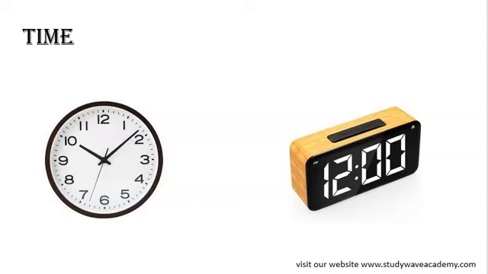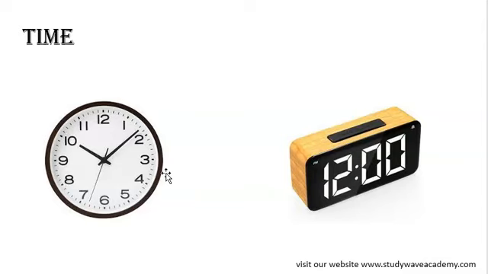Time is how we measure and understand when things happen. It helps us to know when to wake up, go to school, eat our meals, play, and go to bed. We use clocks and calendars to help us keep track of time, but today we're going to be talking about clocks, okay? Time is divided into hours, minutes, and seconds.